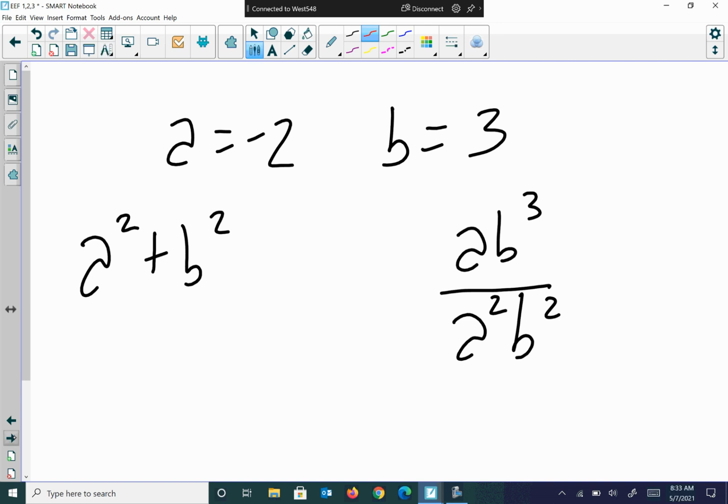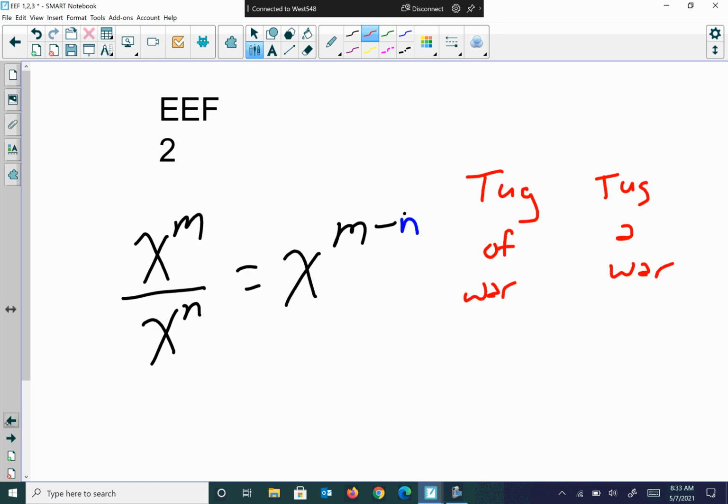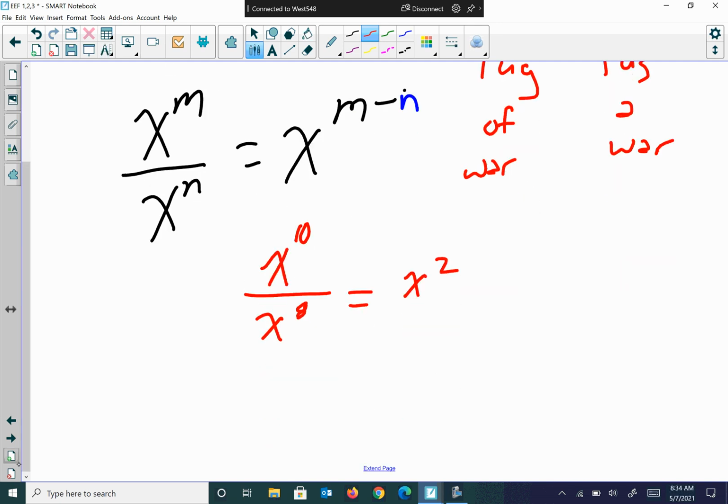So actually, let me go back to this one. So let's say I had x to the 10th over x to the 8th. Who wins, top or bottom? By how many? 2. Done. There's our tug of war. That was not a very interesting battle. I know. Numbers are boring. Can't even fight.